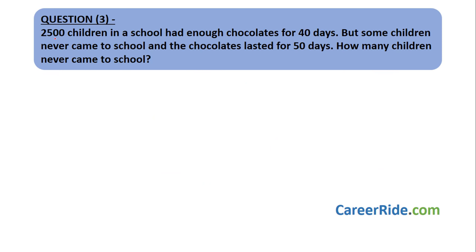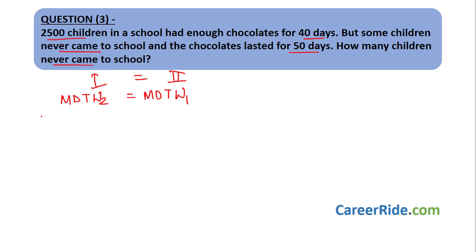Question number 3. 2,500 children in a school had enough chocolates for 40 days, but some children never came to school and the chocolates lasted for 50 days. How many children never came to school? Again, this is an easy one. We have our two scenarios, right? And we equate them. We have men, days, time, work done in second case, that would be equal to men into days into time into work done in first case.